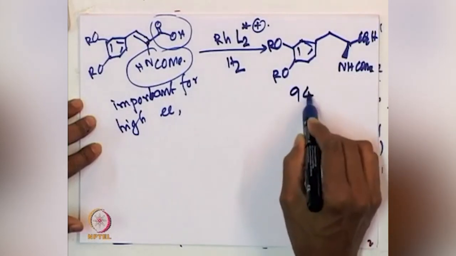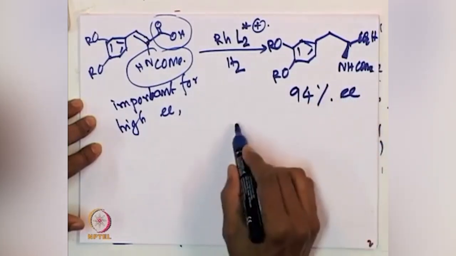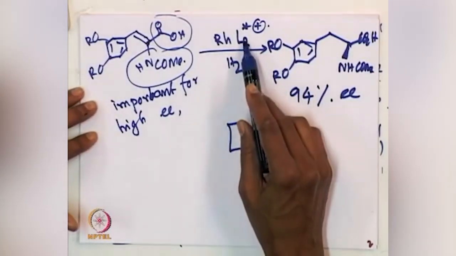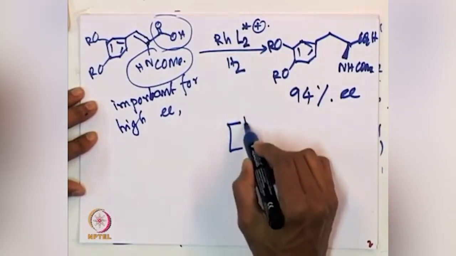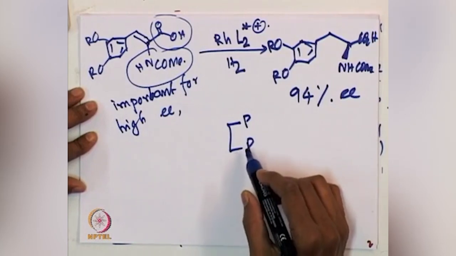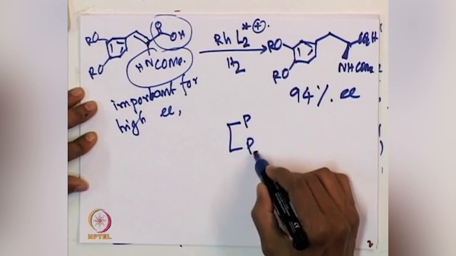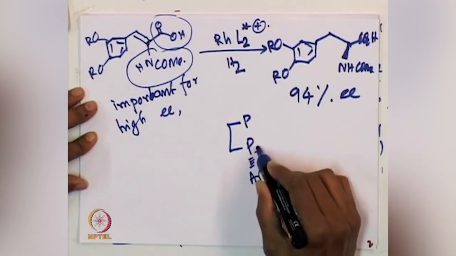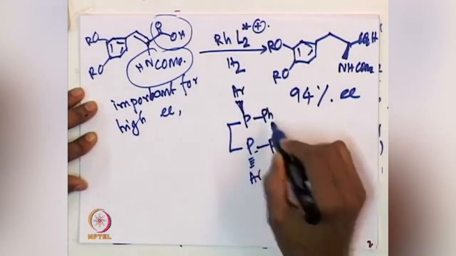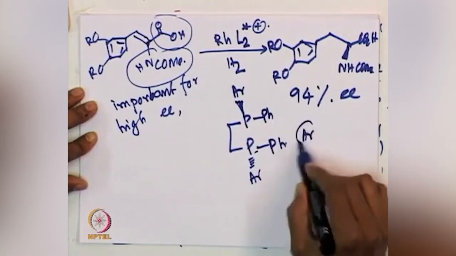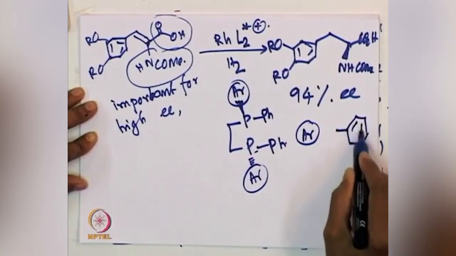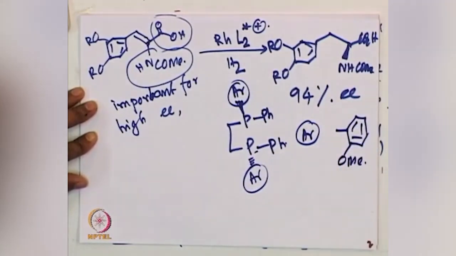Now, for this case, you get 94% EE with a phosphine ligand. This L2, previously we have seen triphenylphosphine as L2. You can have, for example, an ethylene diphosphine, where one of the groups is an aryl group, another is phenyl, then again another group will be the aryl group, another is phenyl. Now this aryl moiety, the one over here, particularly for this 94% EE in the literature, is going to be this one.